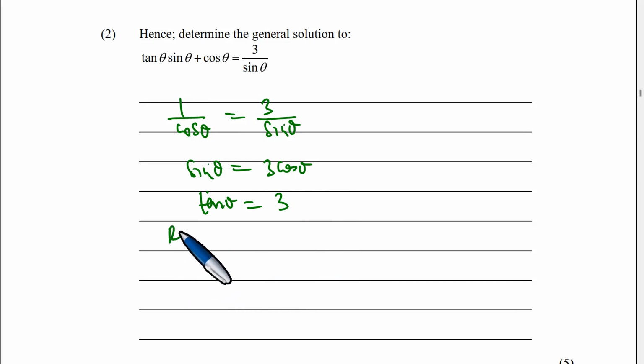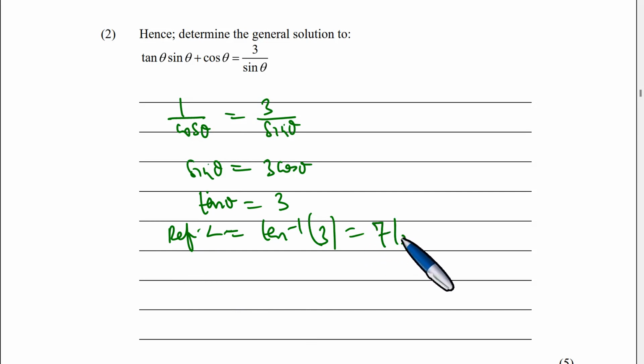From this, we're able to get the reference angle. What is the reference angle? It is arctan of 3. What is arctan of 3? It's 71.57 degrees.